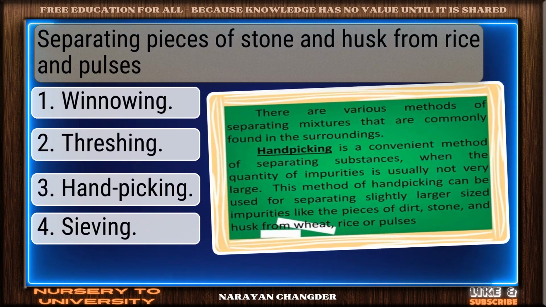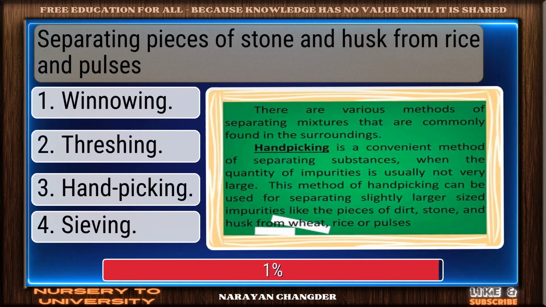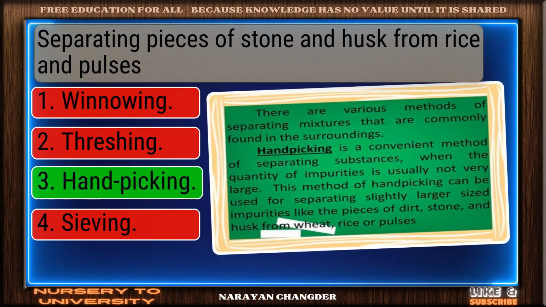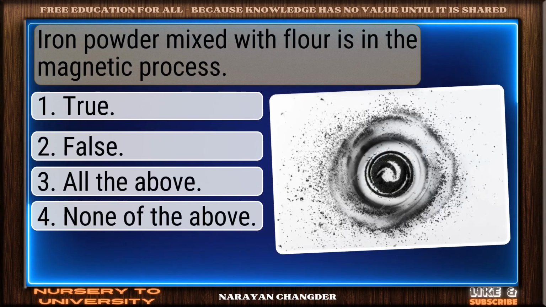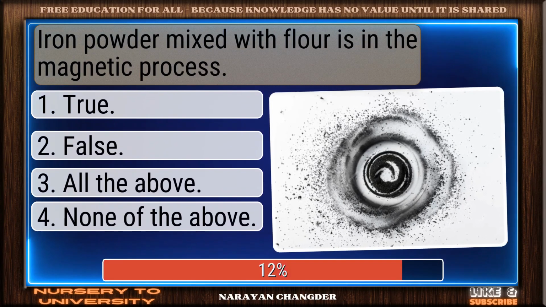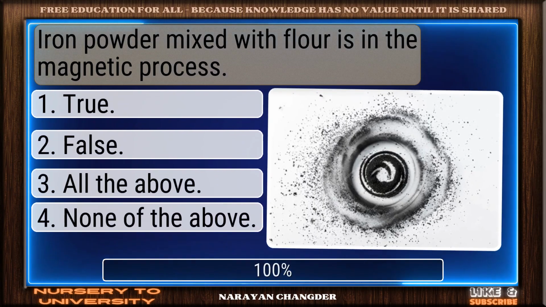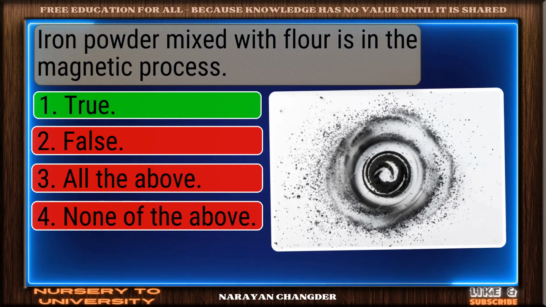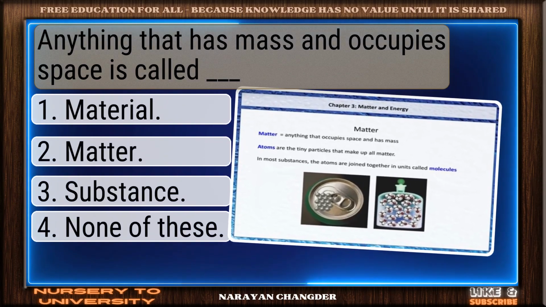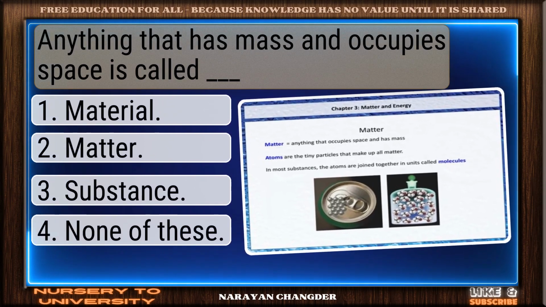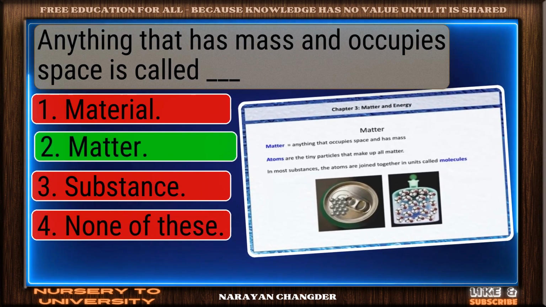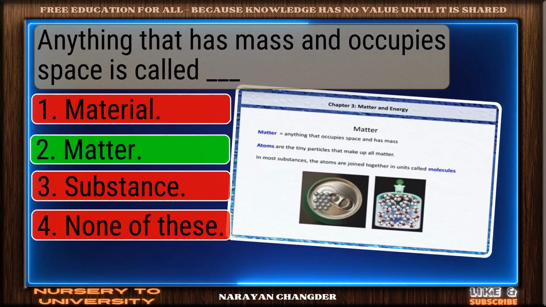Separating pieces of stone and husk from rice and pulses. Good thinking. Hand-picking is the right answer. Iron powder mixed with flour is in the magnetic process. Good job. Your answer true works well here. Anything that has mass and occupies space is called dash. Perfect. Matter is the correct choice.